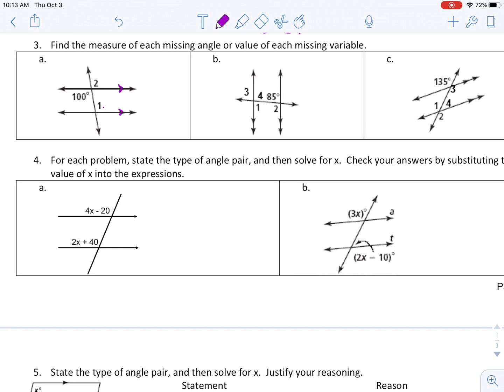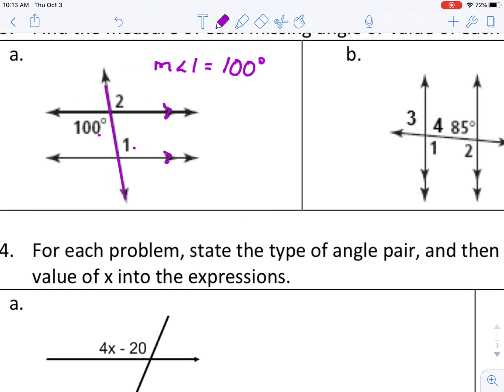So what I want to point out, angle 1 and angle 100 are on different sides of this transversal. So they're alternate something. They're inside those lines, meaning they're alternate interior angles. That means the measure of angle 1 is 100 degrees because alternate interior angles are congruent. And I already know angle 2 is 100. But one of the reasons that it's 100 is because it's corresponding with angle 1. They're in the same relative position. They are congruent for lots of reasons, one of which is these corresponding angle pairs.